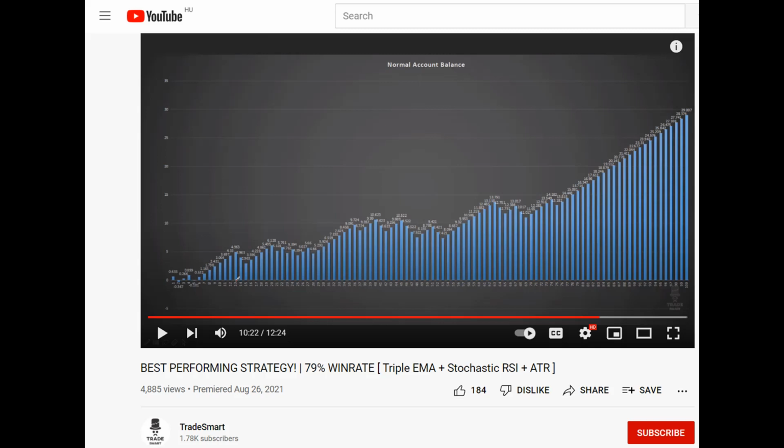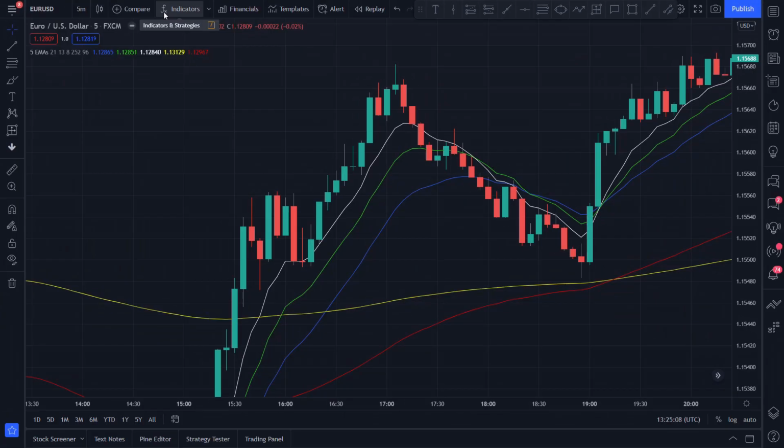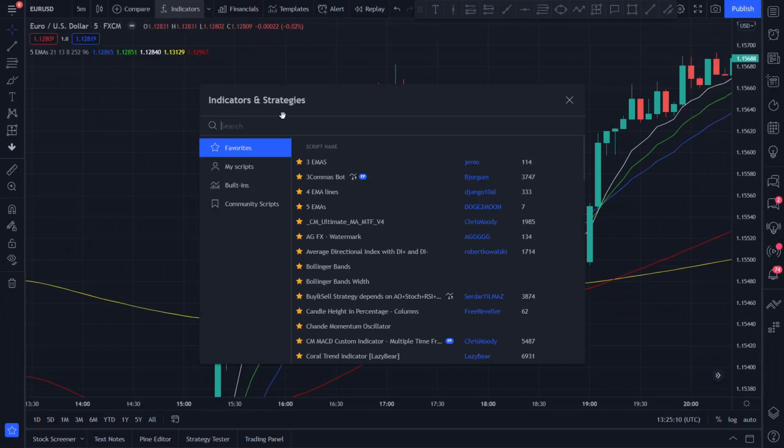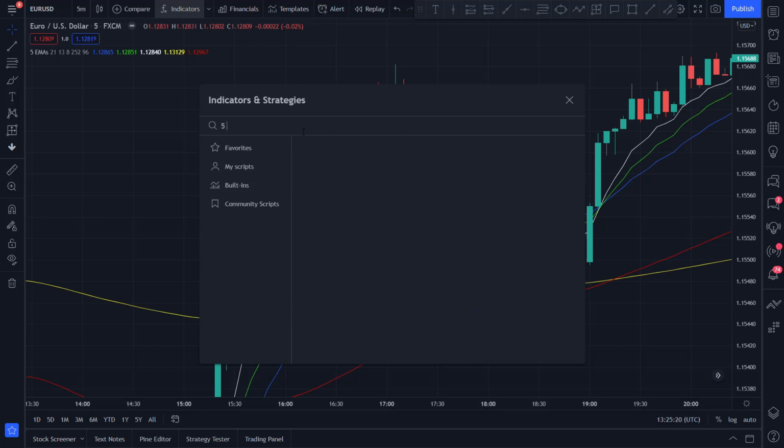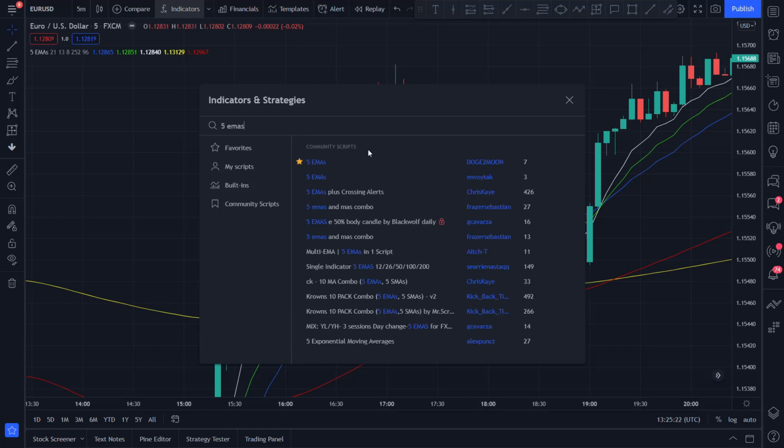And now, let's see the third place winner, the simple and profitable forex scalping strategy. For this strategy, we are only going to use 5 different EMAs. So if you want to have the 5 EMAs within one indicator, you have to type in 5 EMAs. And if you click on this one, you can customize all of your EMAs within one indicator.